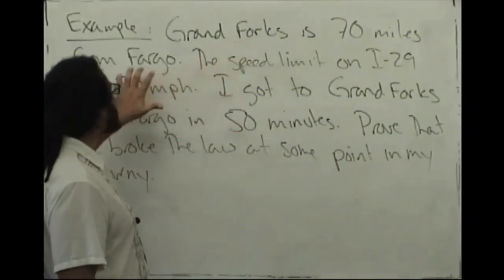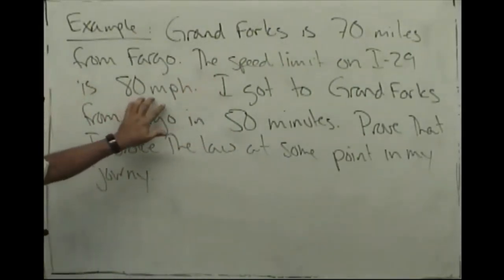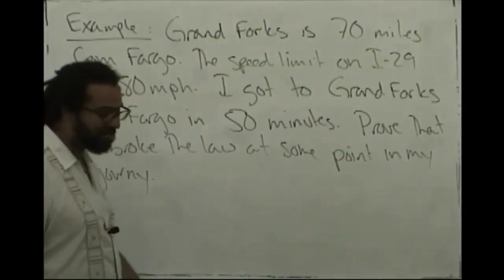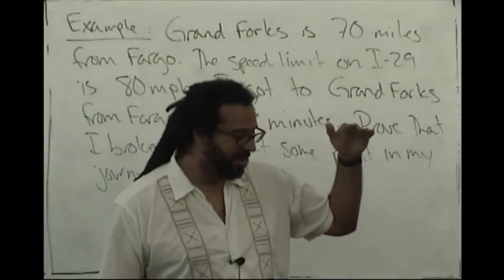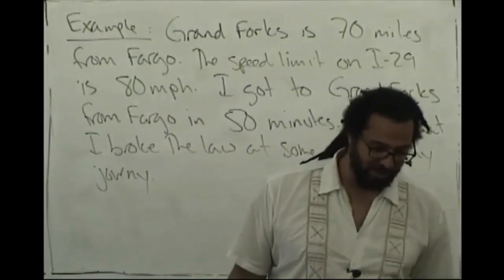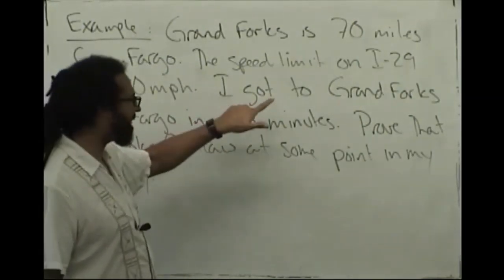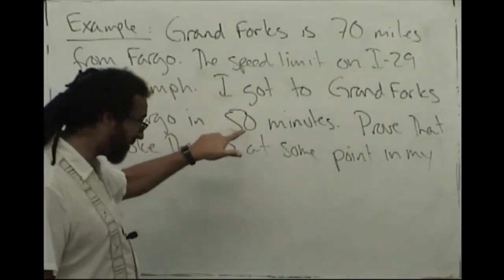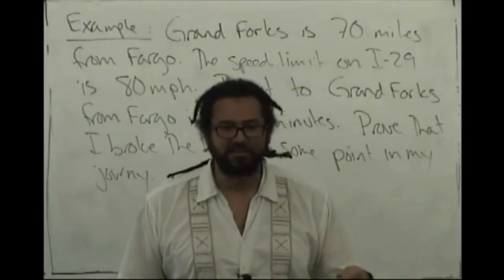Grand Forks is 70 miles from Fargo, and the speed limit on I-29 is 80 miles per hour. So let's just assume that our travel is restricted from one of the Fargo exits to one of the Grand Forks exits. So if I make it to Grand Forks from Fargo in 50 minutes, then at some point in my journey, I definitely broke the law.